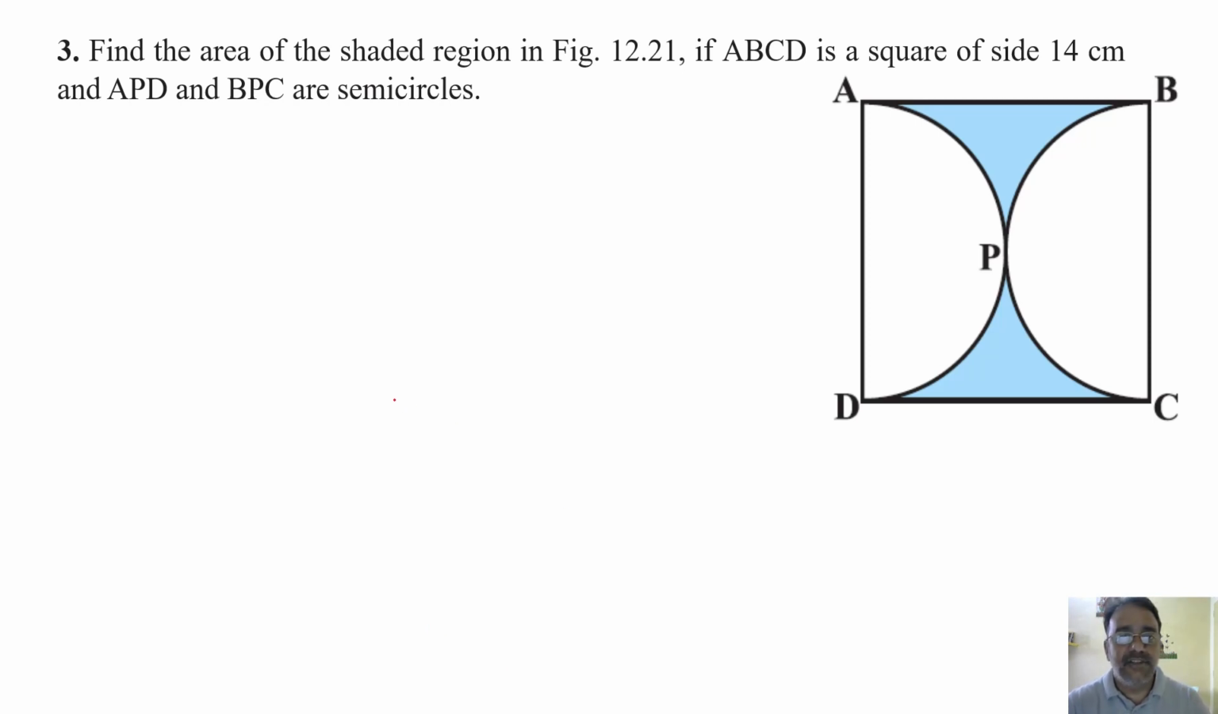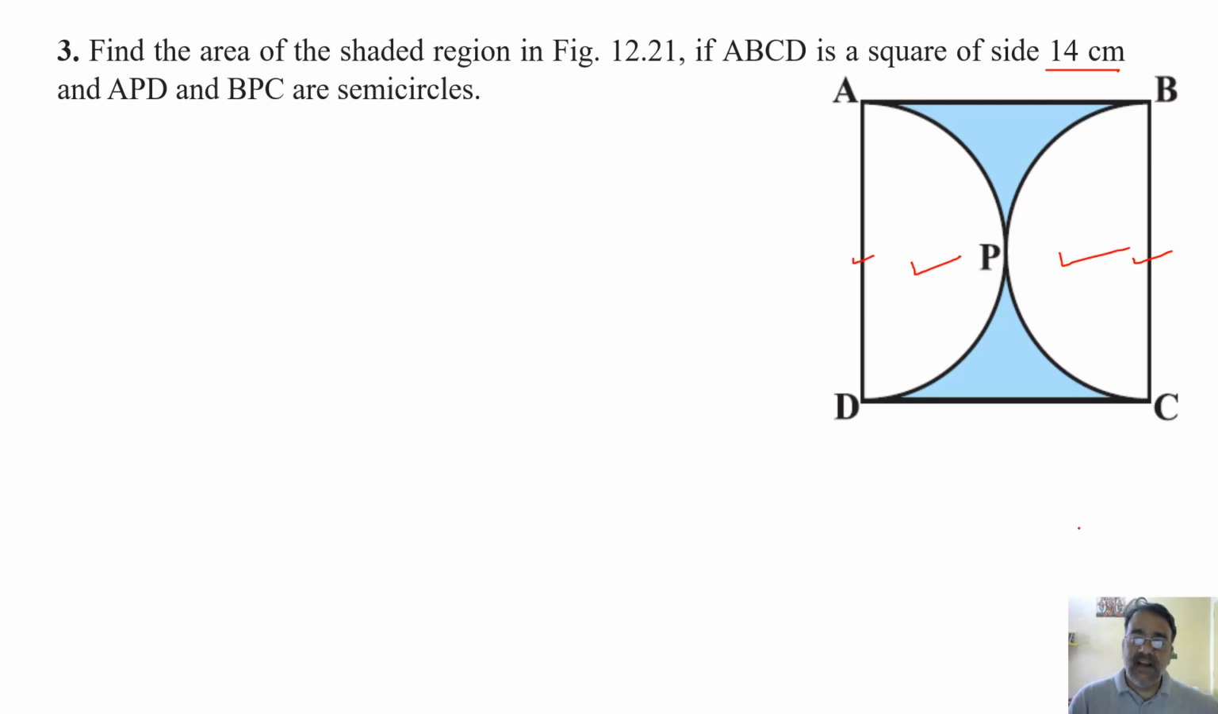Find the area of the shaded region in figure 12.21 if ABCD is a square of side 14 centimeter and APD and BPC are the semicircles. Now see, these two semicircles are the same. Why? Because the sides of the square are equal, so AD and BC will both be equal. Okay, so the radii are the same, so these two semicircles are also the same.